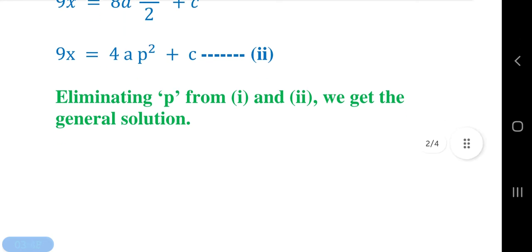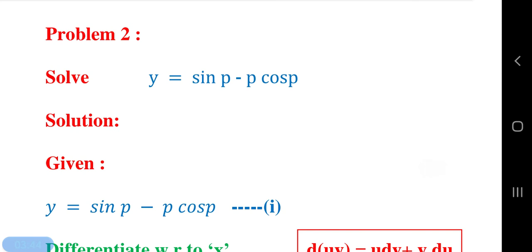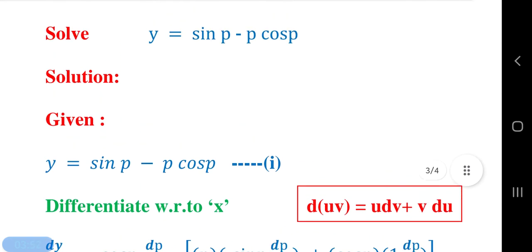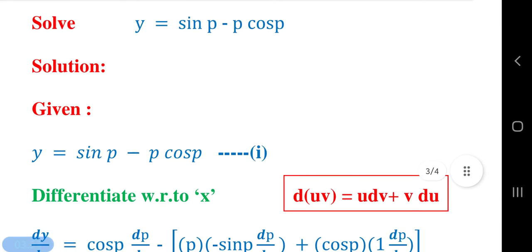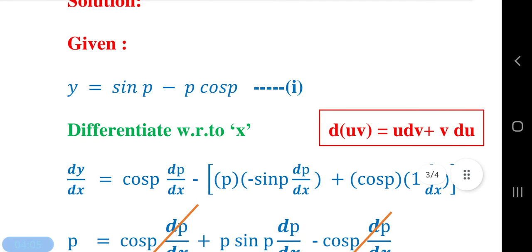Let's see one more example. Problem 2. y is equal to sin p minus p cos p. Here also x is absent. The given equation itself has y as a function of p and other variables, so we have no need to separate y and others. So we are given y is sin p minus p cos p.